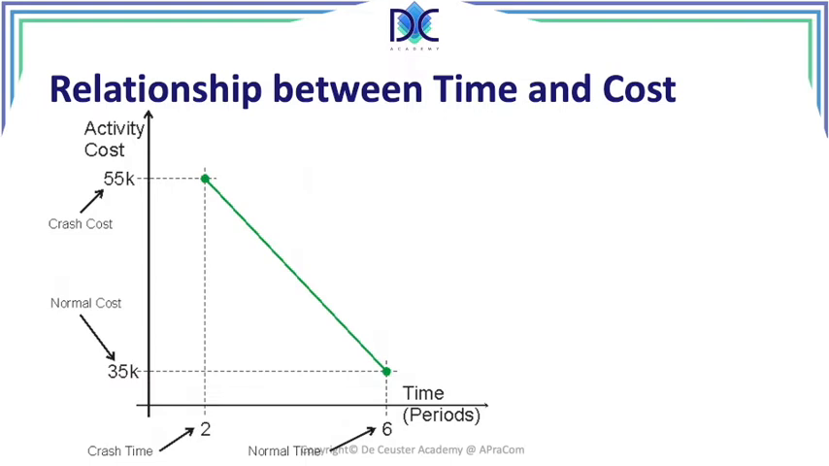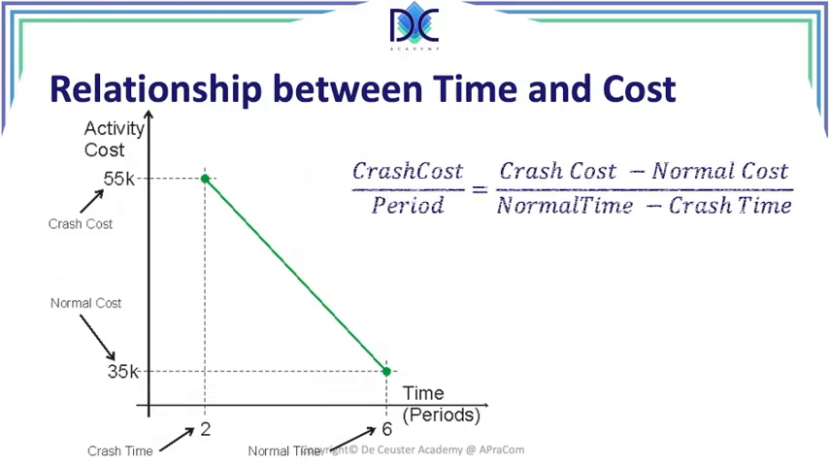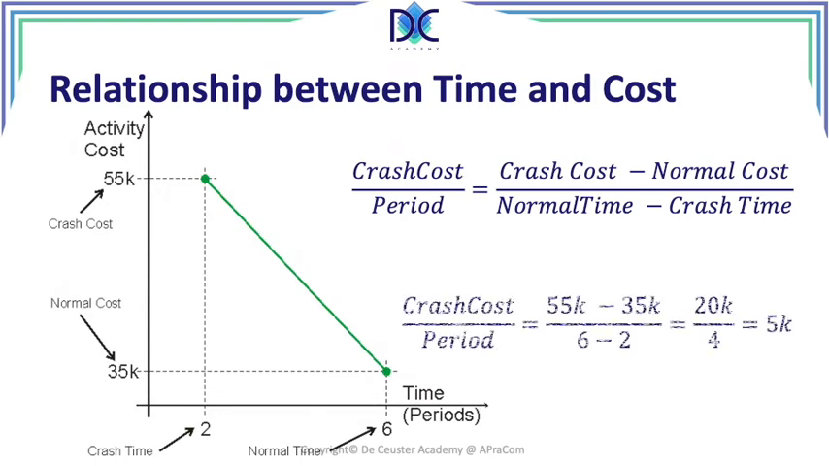Now, we consider that the evolution for simplification over this period is linear. So we can calculate the crash cost per period, which is the difference of the crash cost and normal cost divided by the time change. In this case, we would find 20K as extra cost over 4 periods. So the crash cost per period will be 5K.